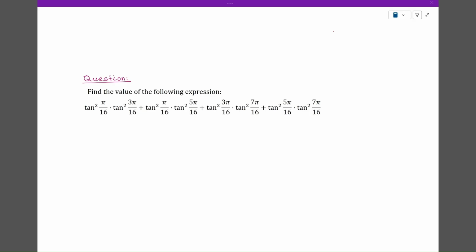Find the value of the following expression: tan square pi by 16 multiplied by tan square 3 pi by 16 plus tan square pi by 16 multiplied by tan square 5 pi by 16 plus tan square 3 pi by 16 multiplied by tan square 7 pi divided by 16 plus tan square 5 pi by 16 multiplied by tan square 7 pi divided by 16.